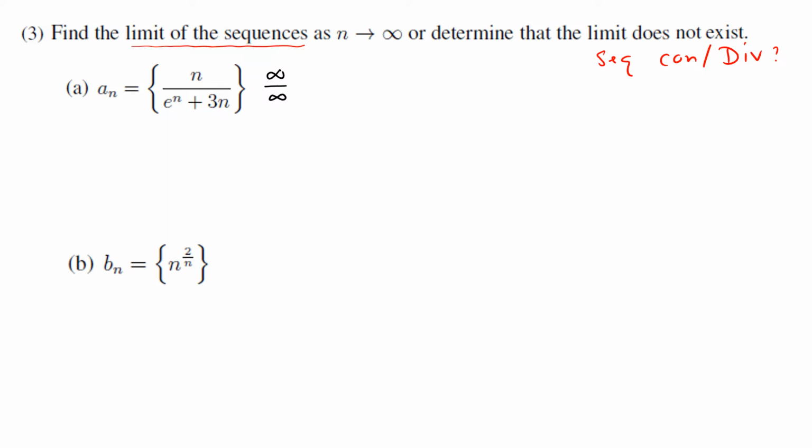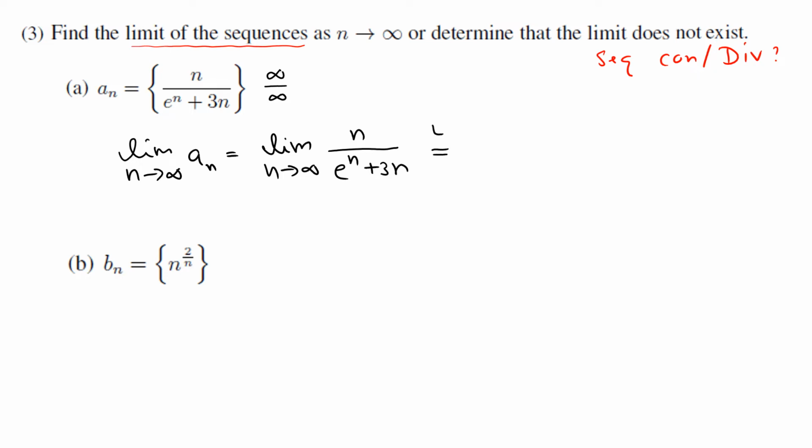So I'm going to go with the limit, n goes to infinity of a_n, which is the limit as n goes to infinity of n over e^n plus 3n. Since this is an infinity over infinity problem, I'm going to use L'Hopital's rule here. That means we're going to take the derivatives. So it is 1 over the derivative of e^n plus 3, because we are taking the derivative with respect to n. We consider n as a continuous variable.